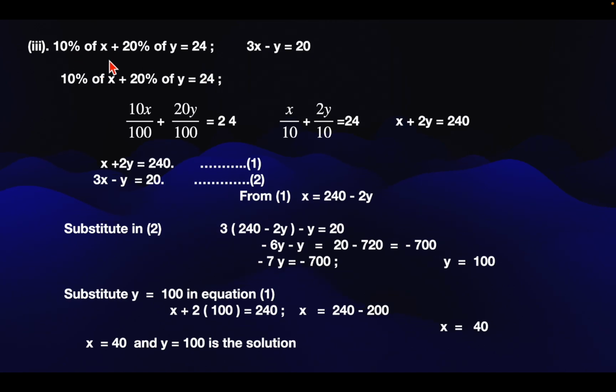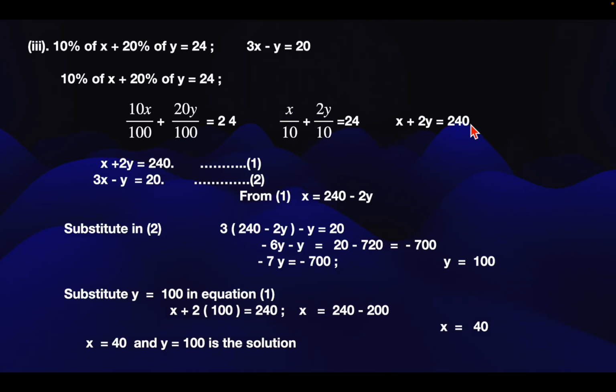What is 10% of x? It means 10 upon 100 into x. Percentages you have learnt in your lower classes. 20% of y is 20 upon 100 into y is equal to 24. Here you cut the zero, so you get x upon 10. Here also the zeros will get cut. So 2y upon 10 is equal to 24.